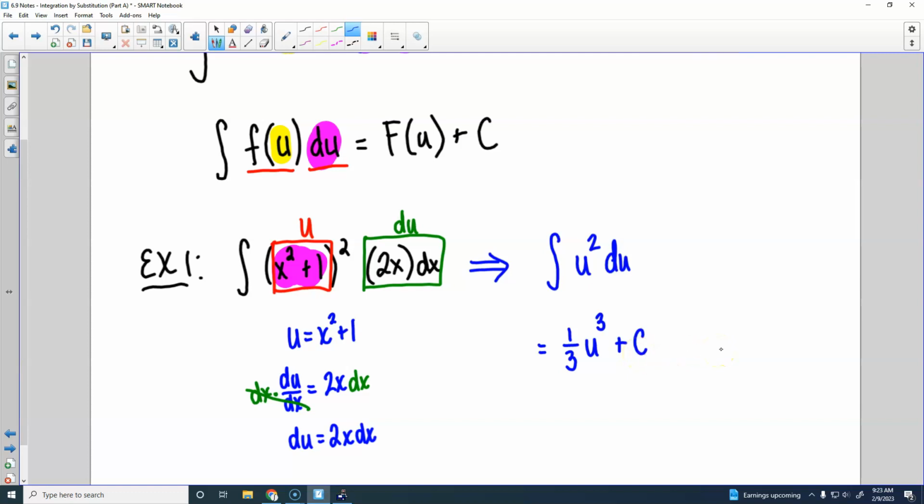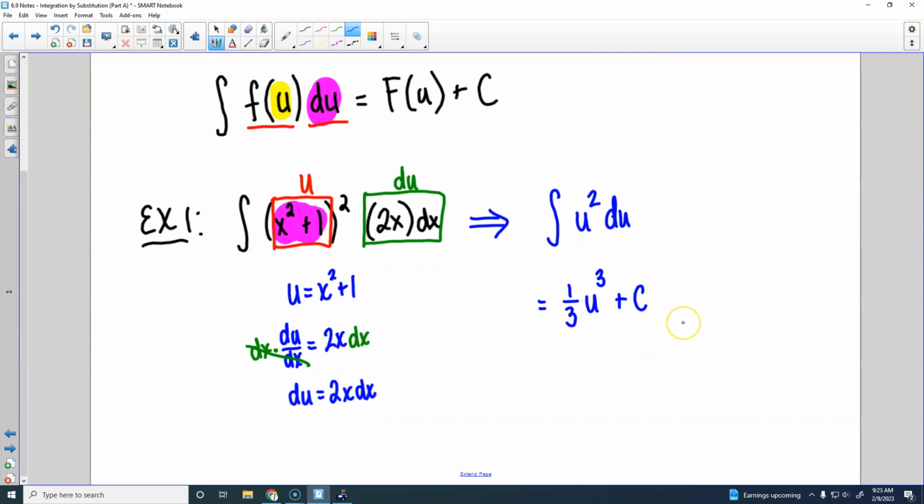Okay, I'm not quite done because I still have a u in my problem. And my problem was in terms of x. So I need to get this back to x. So all I have to do now is just plug back in. I know that u equals x squared plus 1. So I'm just going to plug that back in over here for my u. So it'll look like this. 1/3 x squared plus 1 to the third power plus c.